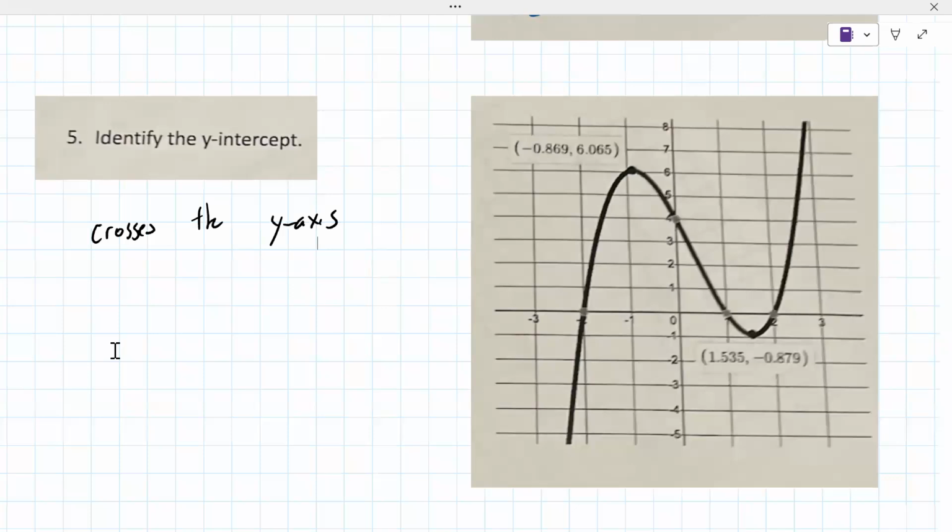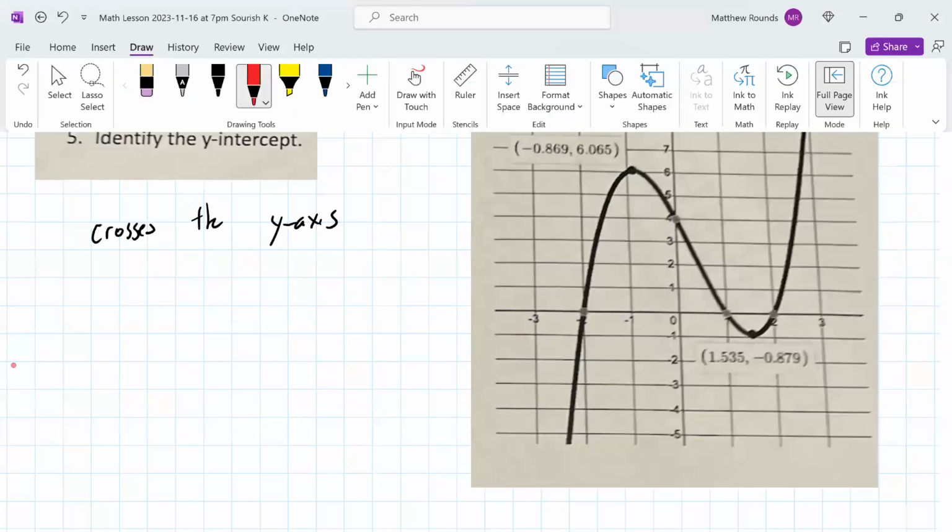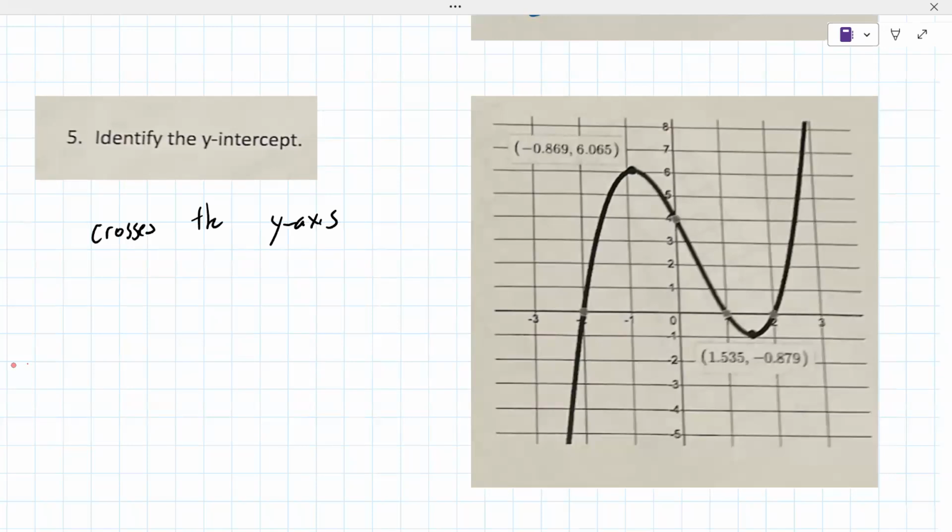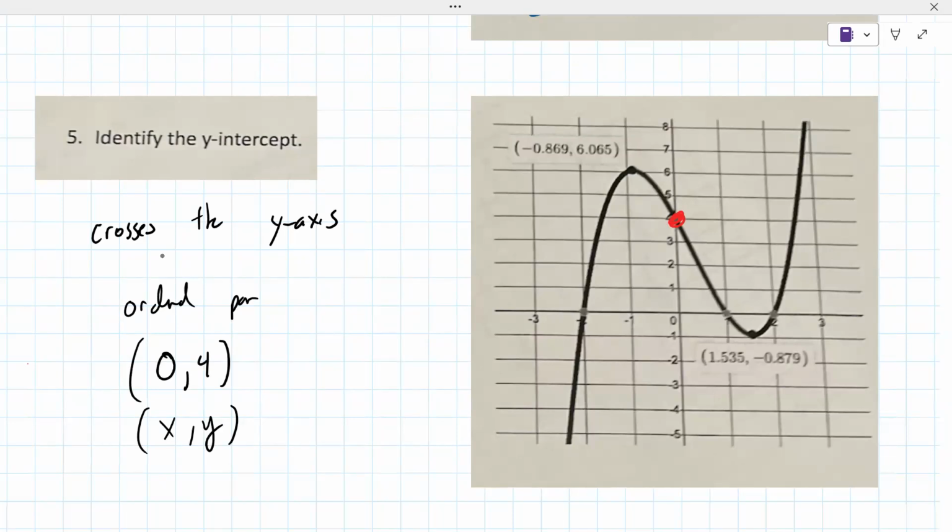It crosses the y-axis through the 4. Okay, what is the ordered pair there? 4, 0. That is not correct. 0, 4. Why is it 0, 4? What comes first, x or y? X comes before y in the alphabet and in ordered pairs.